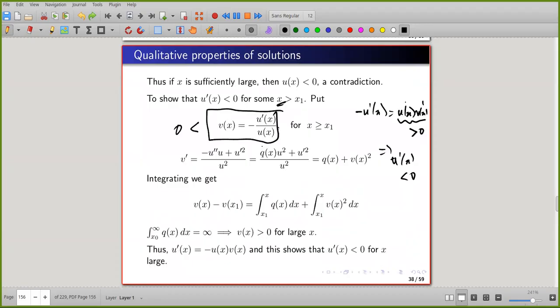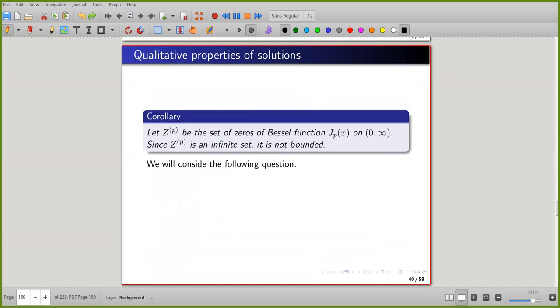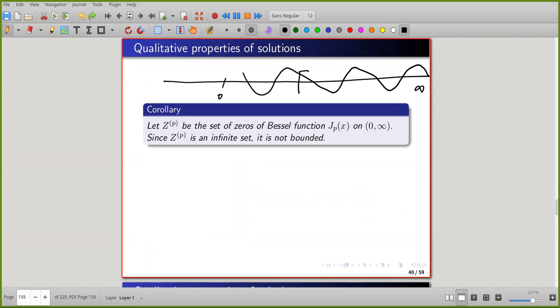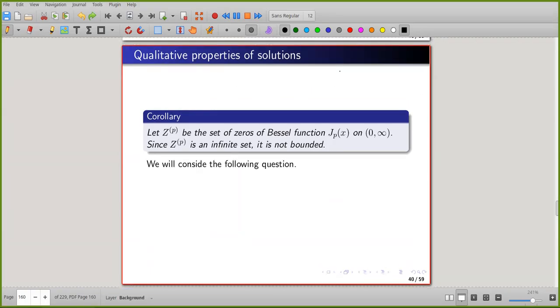So let's just go back. So this means that the Bessel function, remember, is defined on 0 to infinity. So the positive zeros will keep oscillating. And if you take any bounded interval, that will contain only finitely many zeros. So we will consider the following question. We just take the zeros of Jp(x), and we'll call that set Zp.